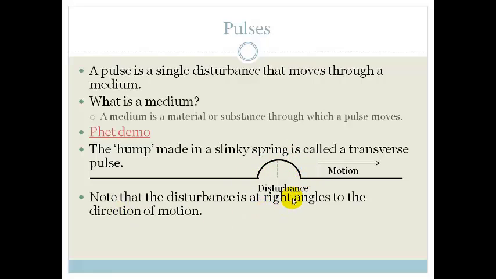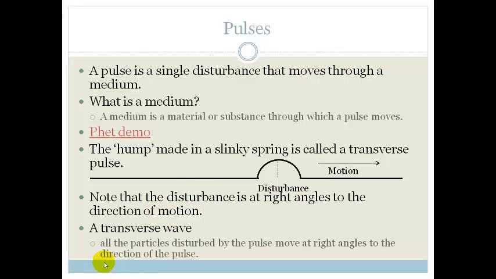Note that the disturbance is at right angles to the direction of the motion. The motion of the wave is this way, but the pulse is going up and down. And that causes a transverse wave. But what is a transverse wave? When all the particles disturbed by the pulse move at right angles to the direction of the pulse, then we end up with a transverse wave.